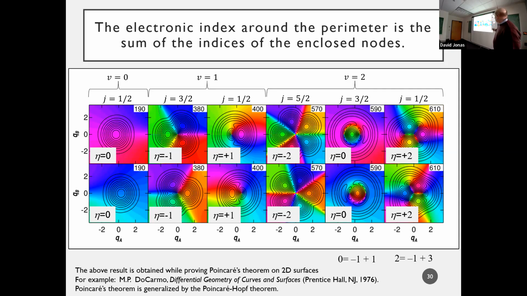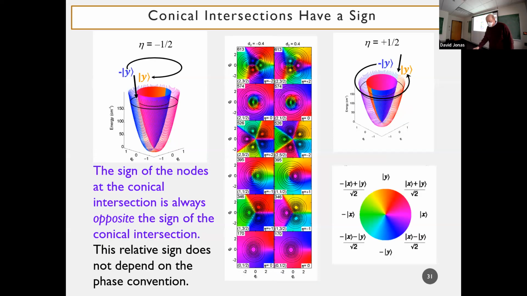Here, there's a net index of 0 because I've got one node with a negative index and one with a positive index. Here, the net index is 2 because I've got one node with a negative index and 3 with a positive index, right? And so the picture is then that the eigenfunction has an index that looks to be a useful property, right?